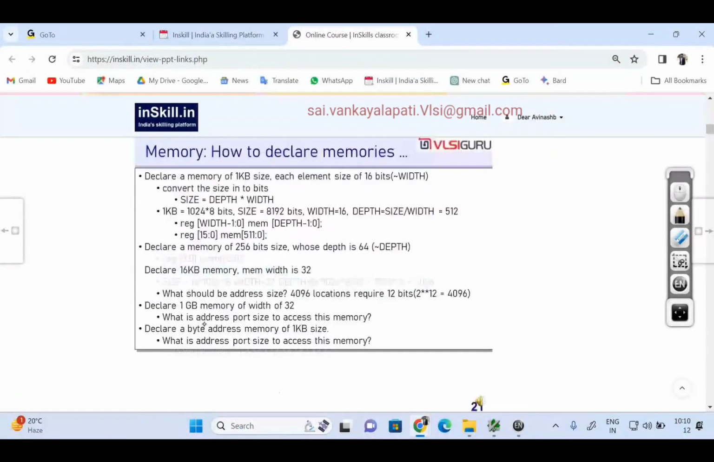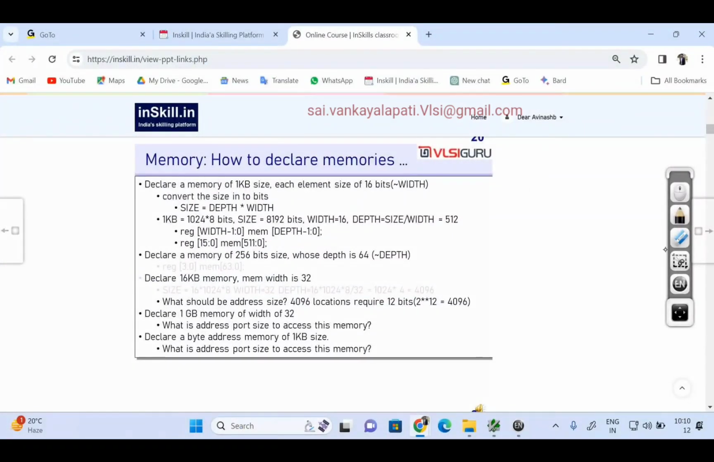Now how to declare the memories? So you know how to declare the memory. Suppose let us consider with the size also. Declare a memory of 1 kilobyte. Capital B indicates bytes, not bits. Small b indicates bits. Capital B indicates bytes. So declare a memory of 1 kilobyte size. Each element size is 16 bits. Now can you tell me what the depth is?